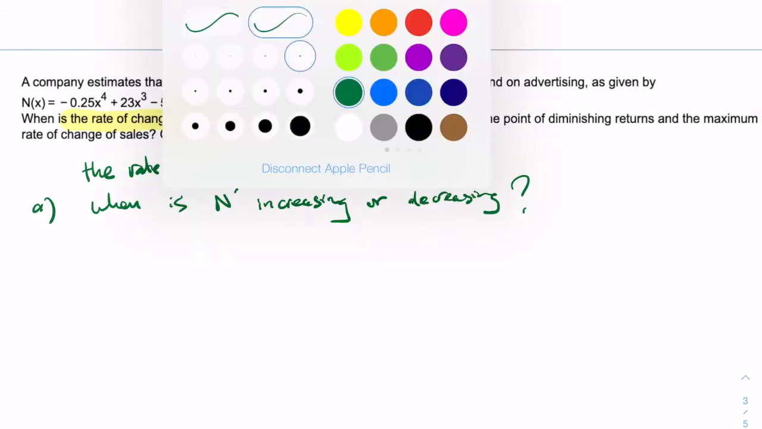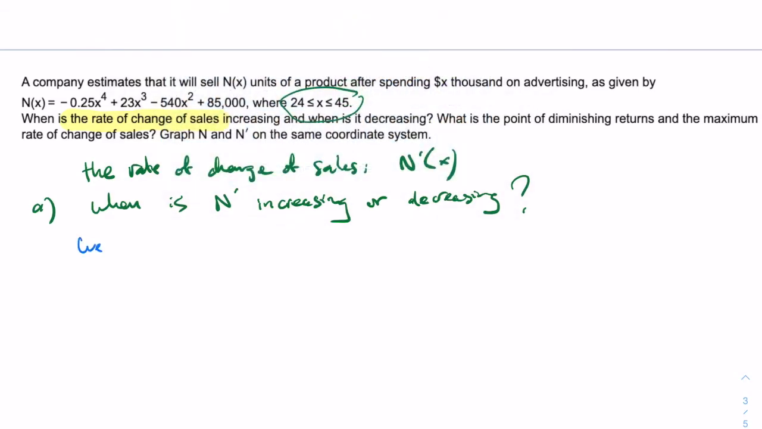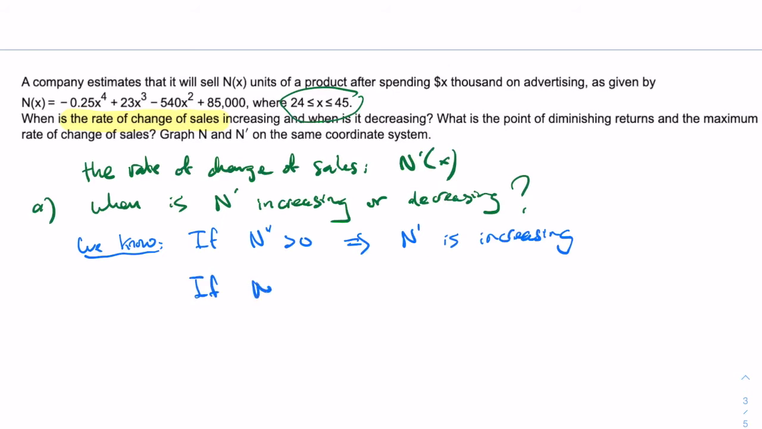So maybe just jot that down here. We know if n double prime is greater than 0, that implies n prime is increasing in a given interval. And we also know that if n double prime is less than 0, then n prime is decreasing. So what we want to do is establish a sign chart for the second derivative. To do that, we need to find the critical value for the second derivative.